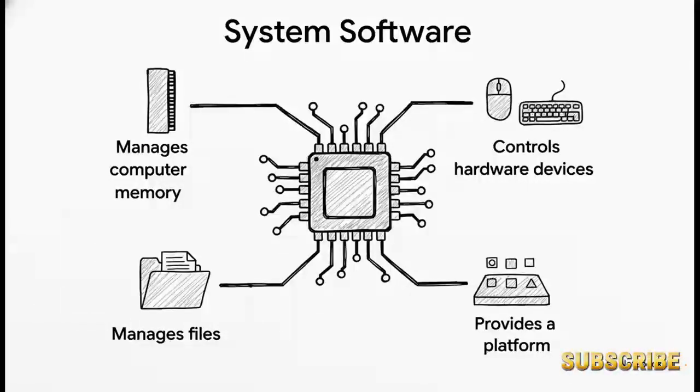Let's zoom in on that factory manager, the system software. This is the big boss, your operating system. Windows, Mac OS, Linux, Android. This is the master controller doing all the heavy lifting behind the scenes. It's juggling your computer's memory, talking to your keyboard and mouse, organizing all your files, and maybe most importantly, it creates the whole environment, the platform that allows any other software to run in the first place.